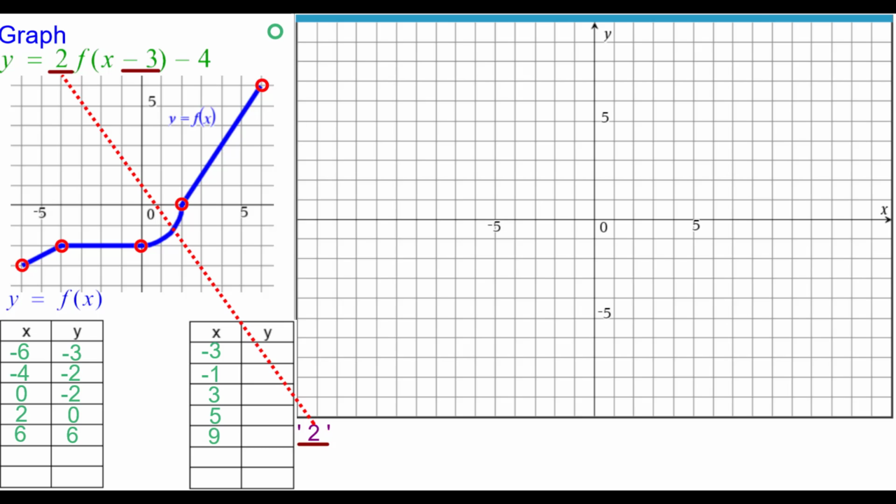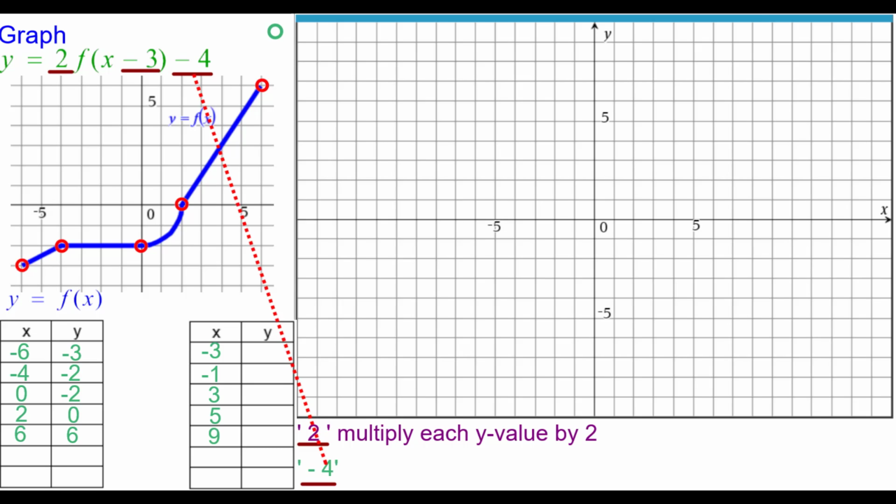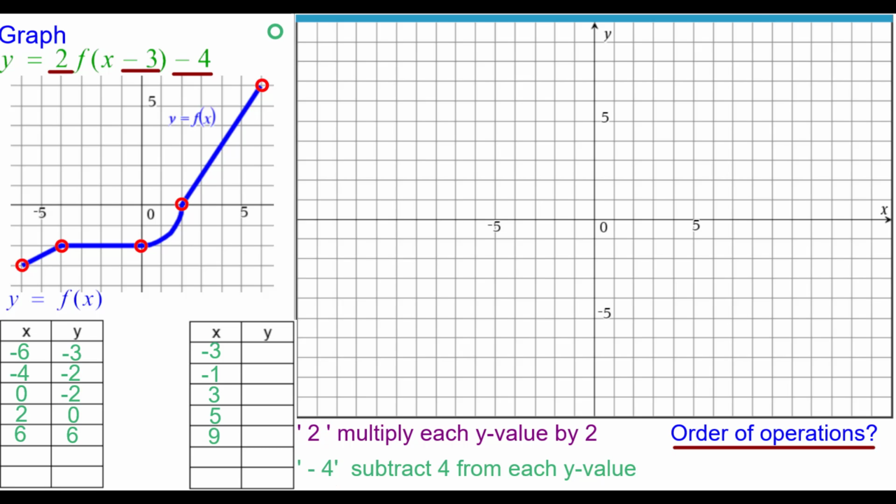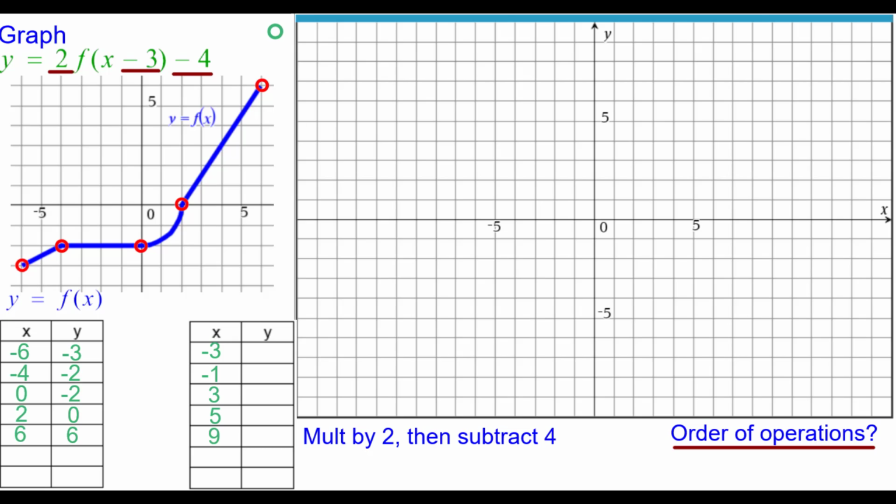The other parameters: 2 times means multiply each y value by 2. We also have subtract 4, which means subtract 4 from each y value. Now the order of operations: remember we multiply first and then we subtract. So we're going to have to multiply the y values by 2, then subtract 4. In this case, -3 times 2 is -6, minus 4 is -10. You can see that calculation here on the screen.